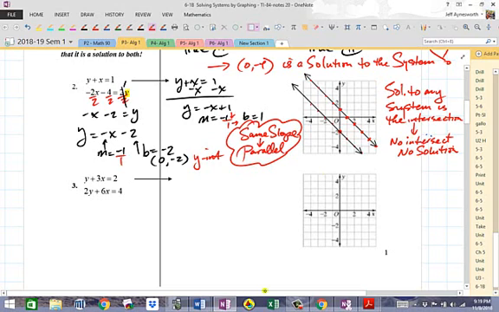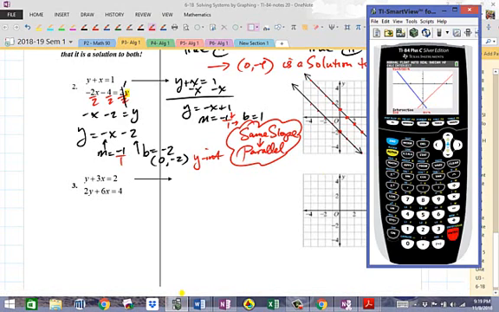Now we can verify that with the calculator real quick, so let's go through the steps. Hit the equation editor here and press clear on both of them. Go back up to y1 and re-enter. The first function, not equation, is -x plus 1. Go down to y2 and enter -x minus 2. Then hit zoom 6 and watch what happens.